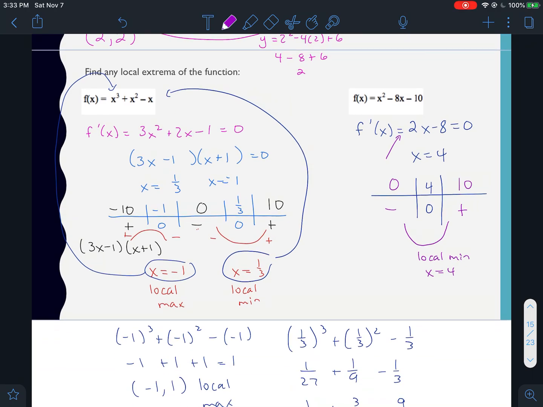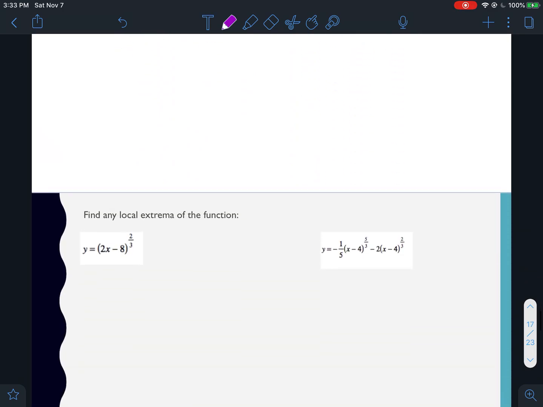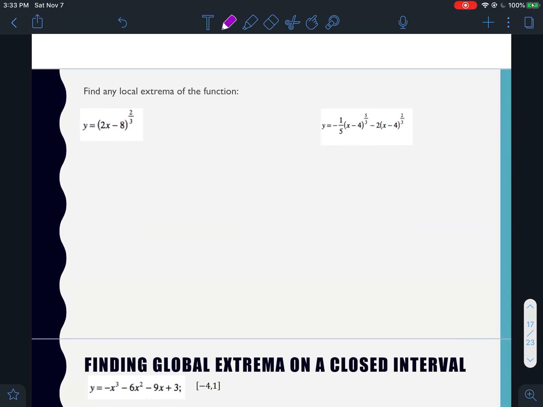So this would be a local minimum. So my local minimum occurs when x equals 4. And if I take 4 and plug that back in, I would get 16 minus 32 minus 10, which is -26. So my local minimum would occur at (4, -26).